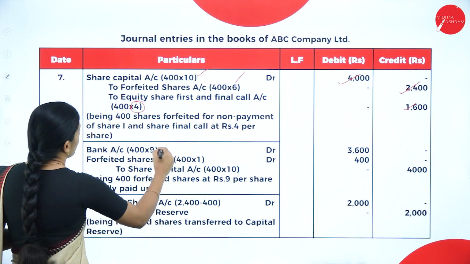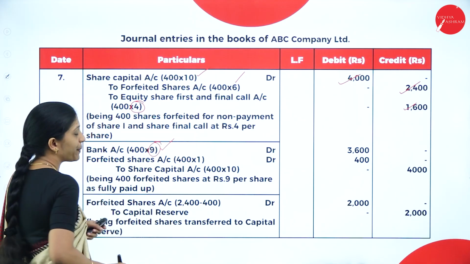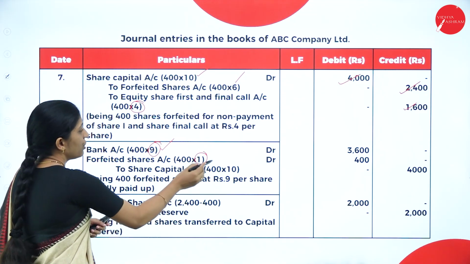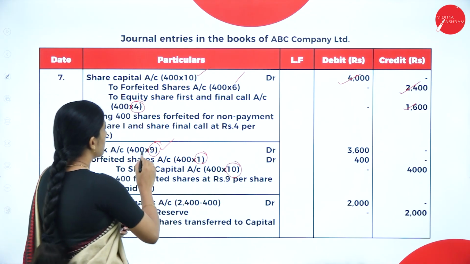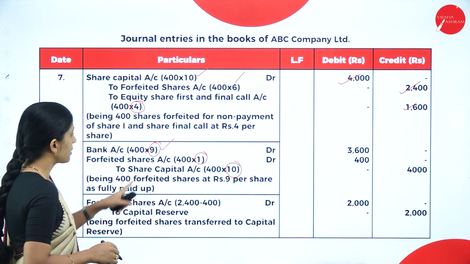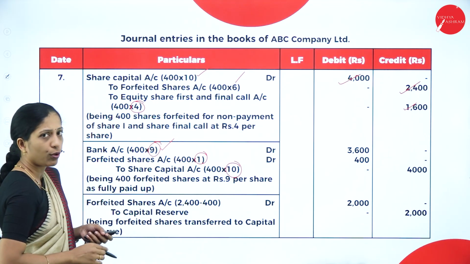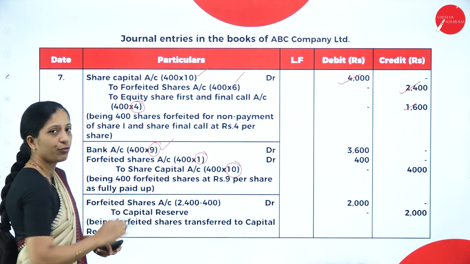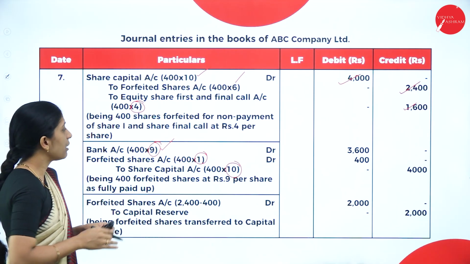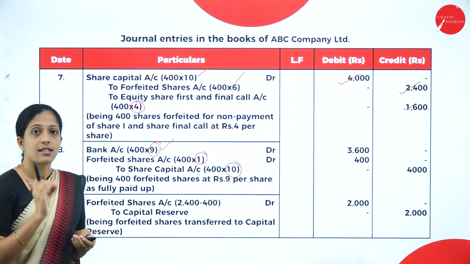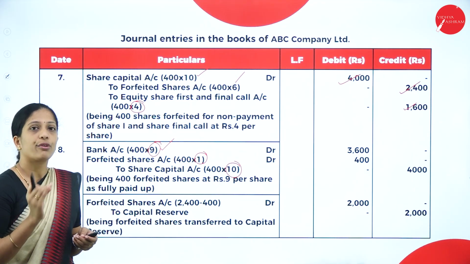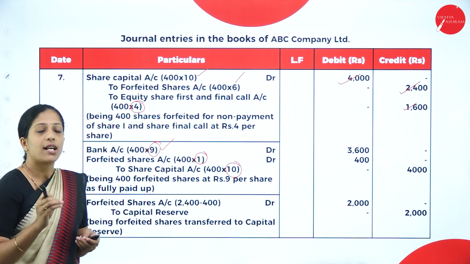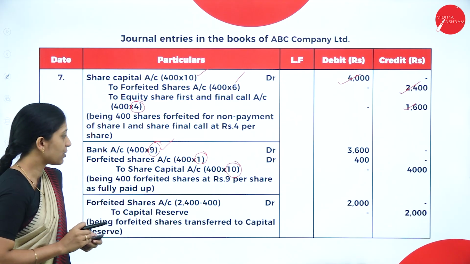So, 400 into 9, we are going to reissue at 9 rupees and 1 rupee is discount. The full value of share is 10 rupees. So, 400 into 9, 3,600, 400 into 1, 400, 400 into 10, 4,000. Narration being 400 shares reissued at a discount of rupees 1, or you can write it as being 400 shares reissued at rupees 9 each.